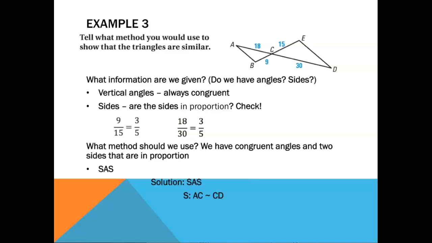So to write this out, the method would be side-angle-side, but we want to go ahead and write this out. So the first set of sides, AC, is similar to CD. Angle ACB is congruent to angle ECD, and side BC is similar to CE. So we can say that triangle ACB is similar to triangle DCE.